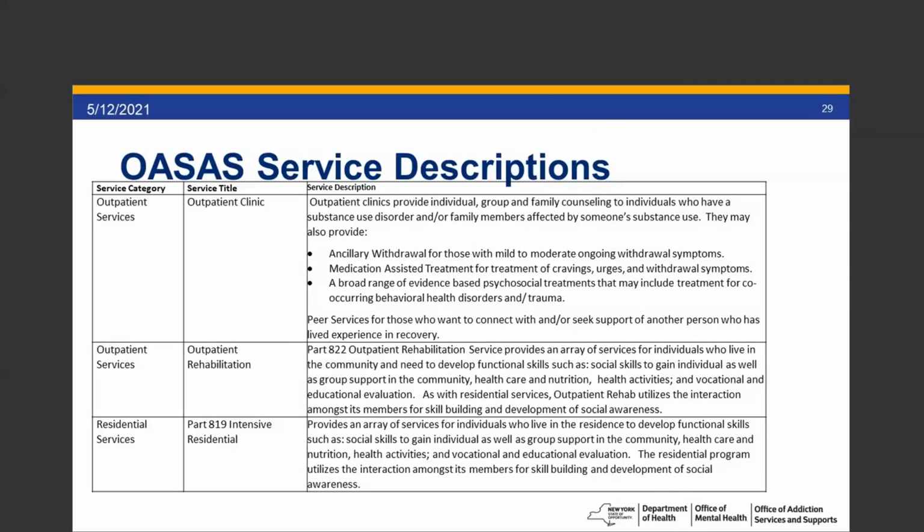residential program. So this is where there's going to be individual and group programming. There's likely to be focus on nutrition, health activities, providing people with interactions with other members of the community who are also working on their recovery so that they can kind of develop the skills to be on their own.